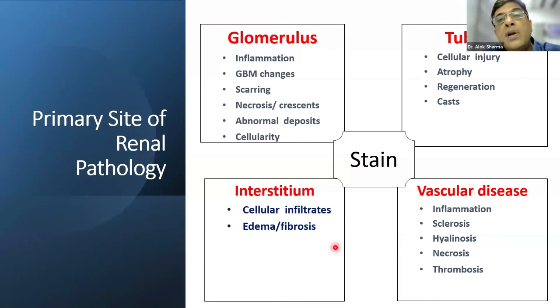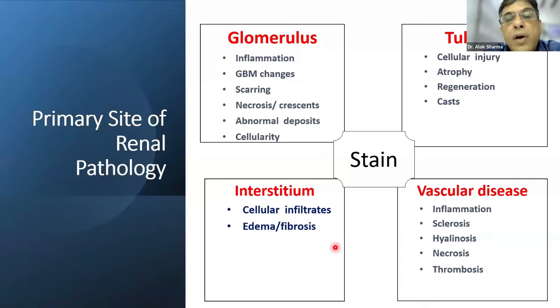So when you look at the glomerulus, you look at the inflammation, you look at the GBM changes, whether it's thick, thin, broken, whether there is sclerosis or scarring in the glomerulus. We have a case there. We will look at it in a while from now. Whether there is necrosis, whether there is a crescent formation, or if there are any abnormal deposits, we have a case for that as well. So apart from the normal mesangial matrix, is there anything else which is getting deposited there?